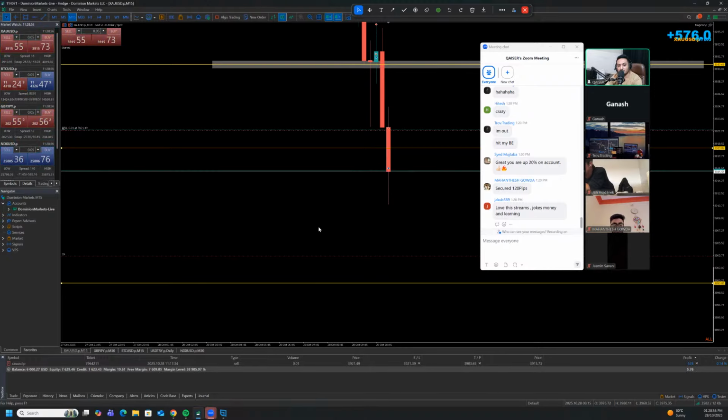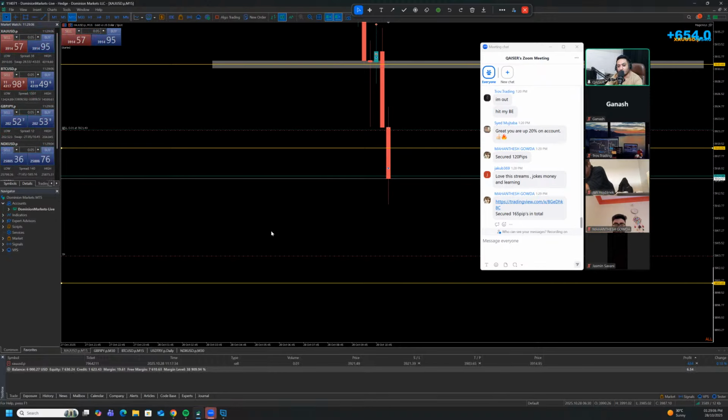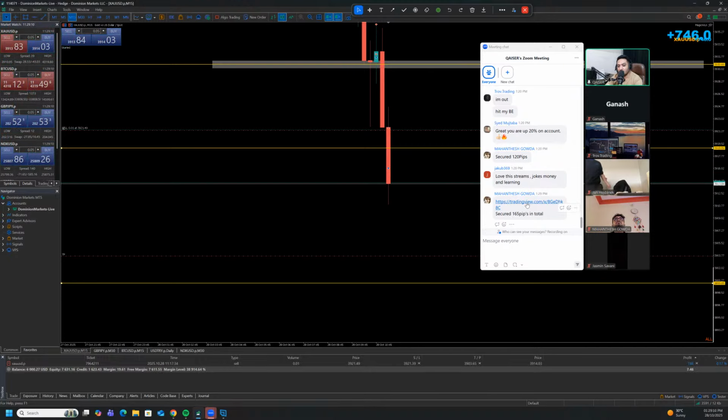Wow, look at this one. The way it's rejecting. Let's see. Secure 165 pips in total. Wow. Let's look at this chart.